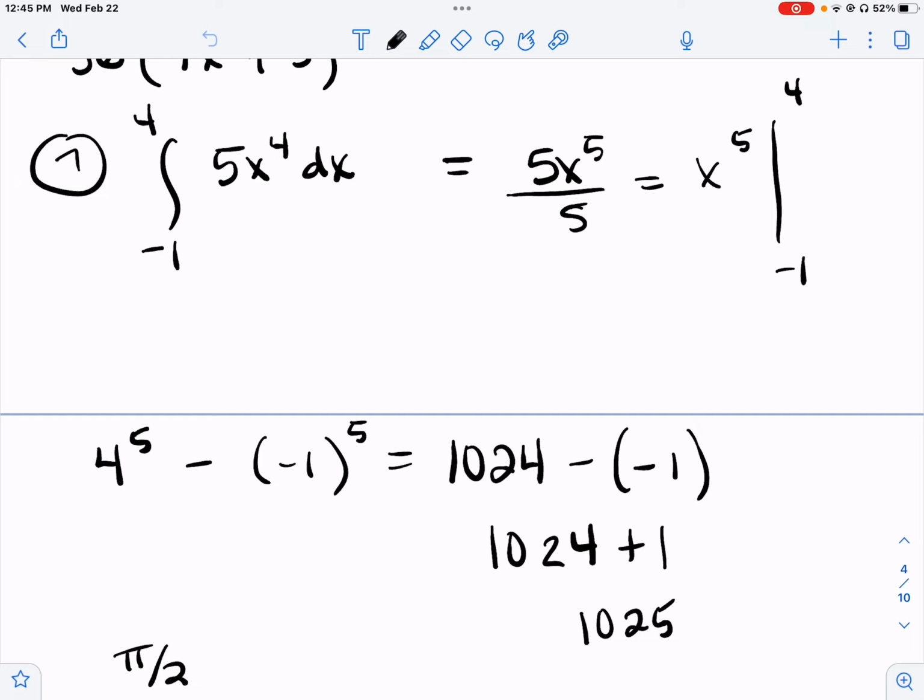Okay, number 7 is an easy integration, but we have our limits, our definite integral. So we get 5x^5 over 5, which is just x^5. Plug in the top number first, so 4 to the 5th. Subtract -1 to the 5th. A negative to an odd power is a negative. Subtract a negative equals a positive, plus. So add, and that is your final answer.